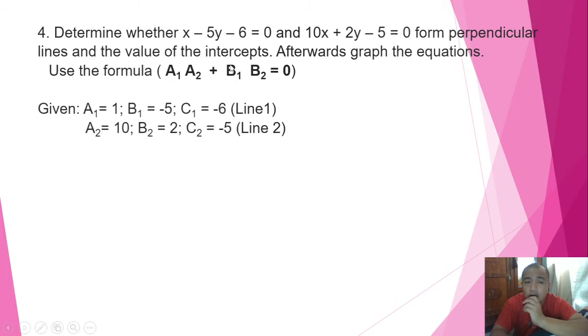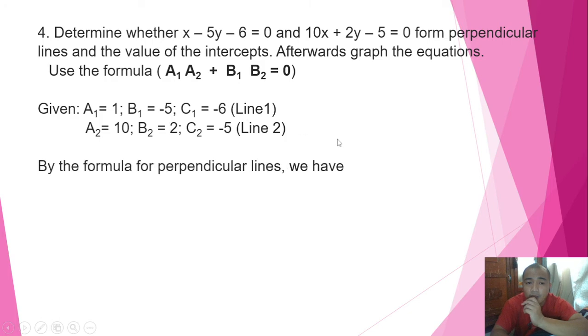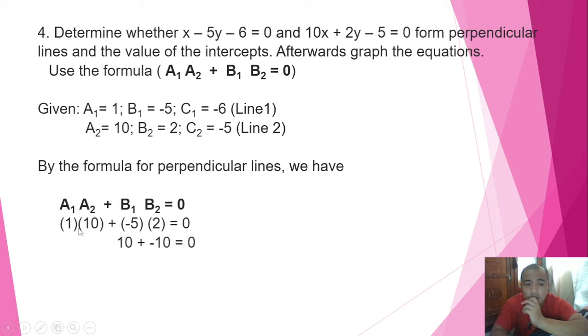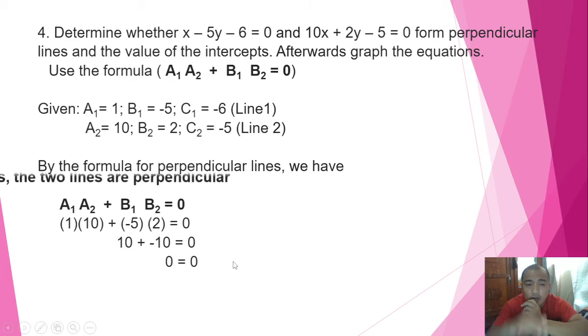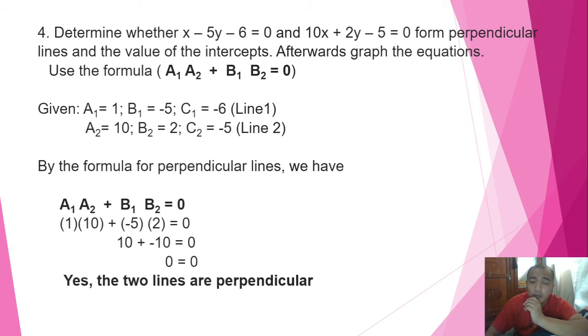Alright, for line 1, identify A, B, C. A is 1, B is negative 5, C is negative 6. For line 2, identify A, B, C. 10, 2, negative 5. C's are not included, so we just concentrate on A's and B's. So substitute mo lang: 1 times 10 plus negative 5 times 2. So 1 times 10 is 10 plus negative 5 times 2 is negative 10. 10 plus negative 10 is 0. 0 equals 0. So pag nag-equal to 0 yan, therefore the two lines are perpendicular. Here, these two lines are perpendicular.